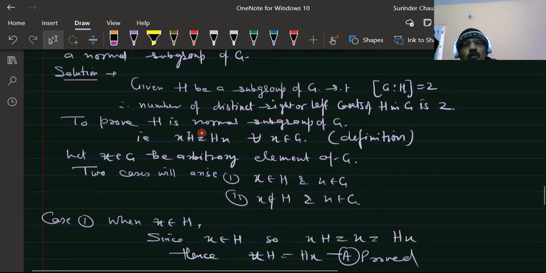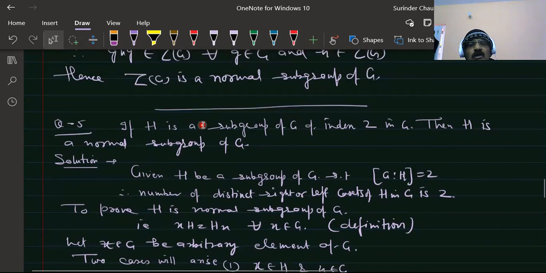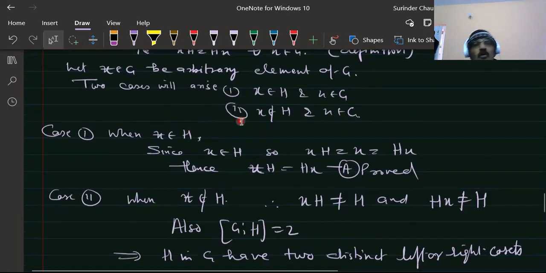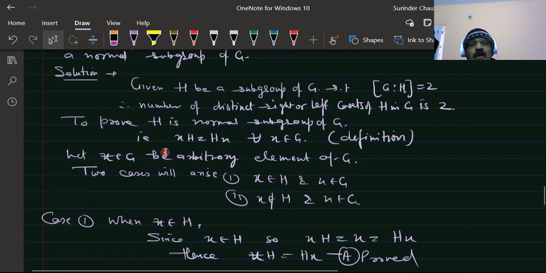What to prove? To prove that xH is equal to Hx for all x belonging to G. That is normal. So that is the solution. H is a subgroup of G, and a subgroup will be a normal subgroup if the left cosets of H in G are equal to the right cosets.